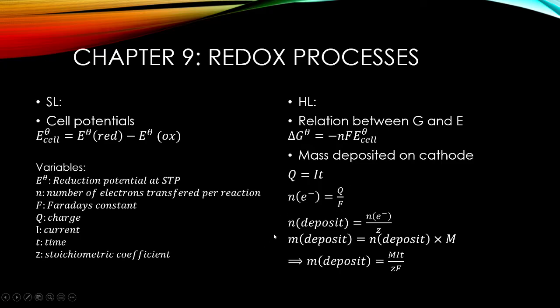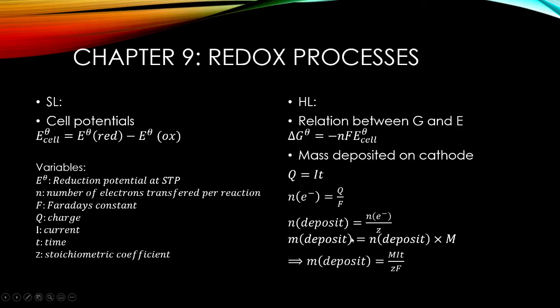Now the moles of the compound deposited would be the number of moles of electrons transferred divided by some constant, which is the number of electrons transferred. For example, for the reaction I mentioned before, Cu2+ plus 2 electrons goes to copper, you would have to use 2 electrons per reaction. So you would then have to divide it by 2. So this would be how many moles you have of the material deposited.